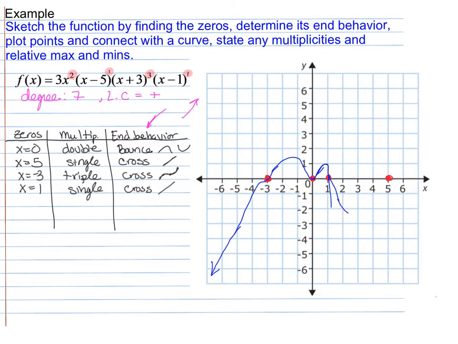And then at 5, it's going to cross again. And it's a single, so it crosses up.